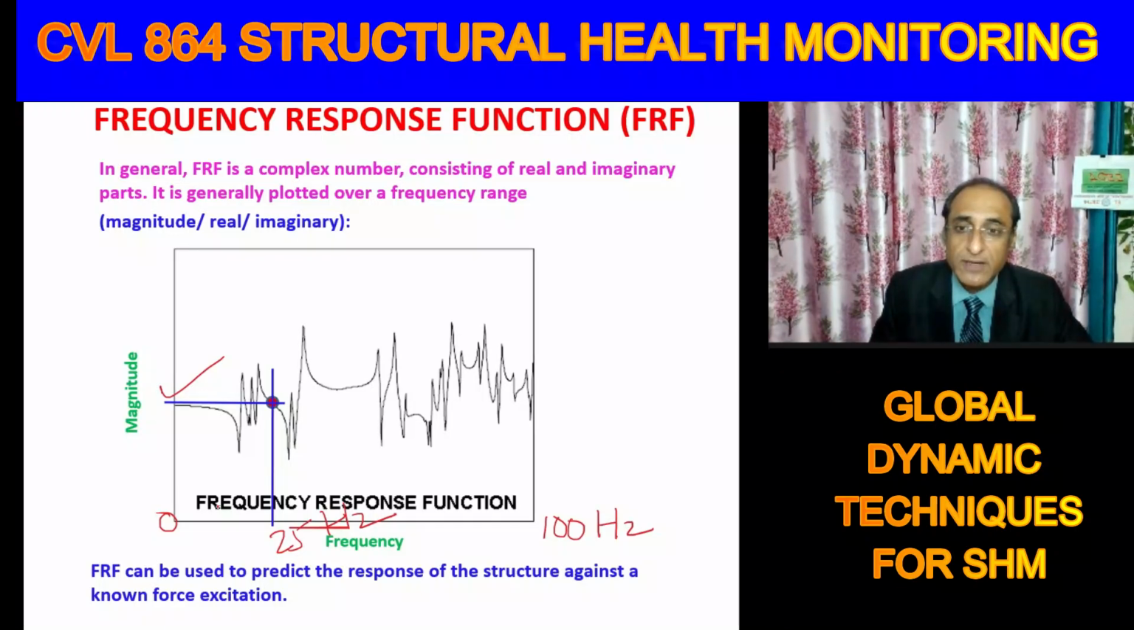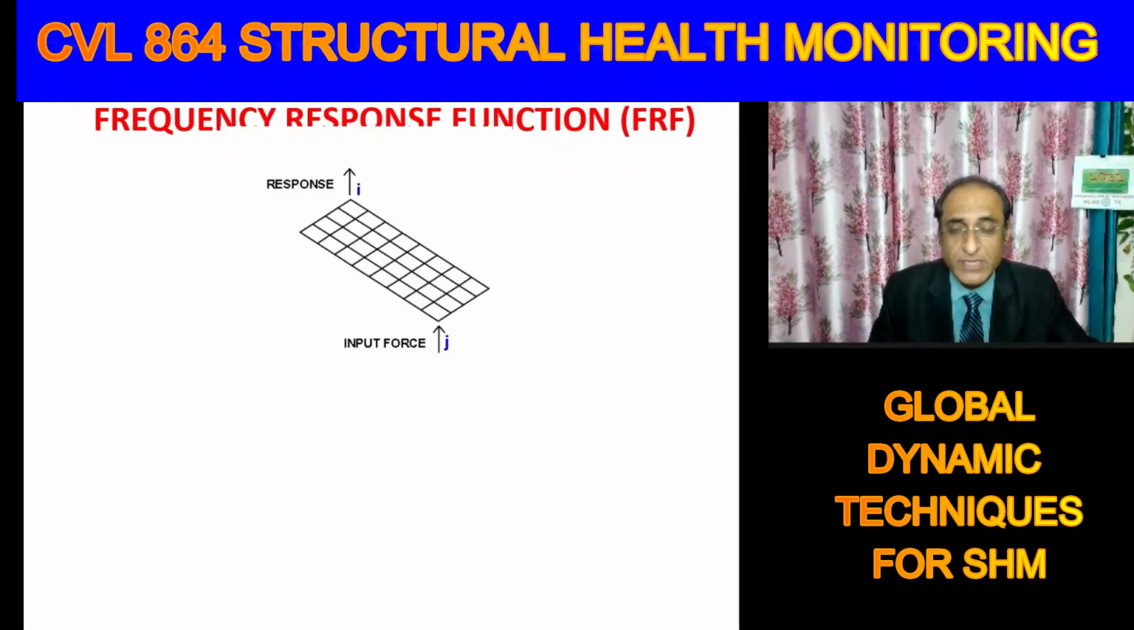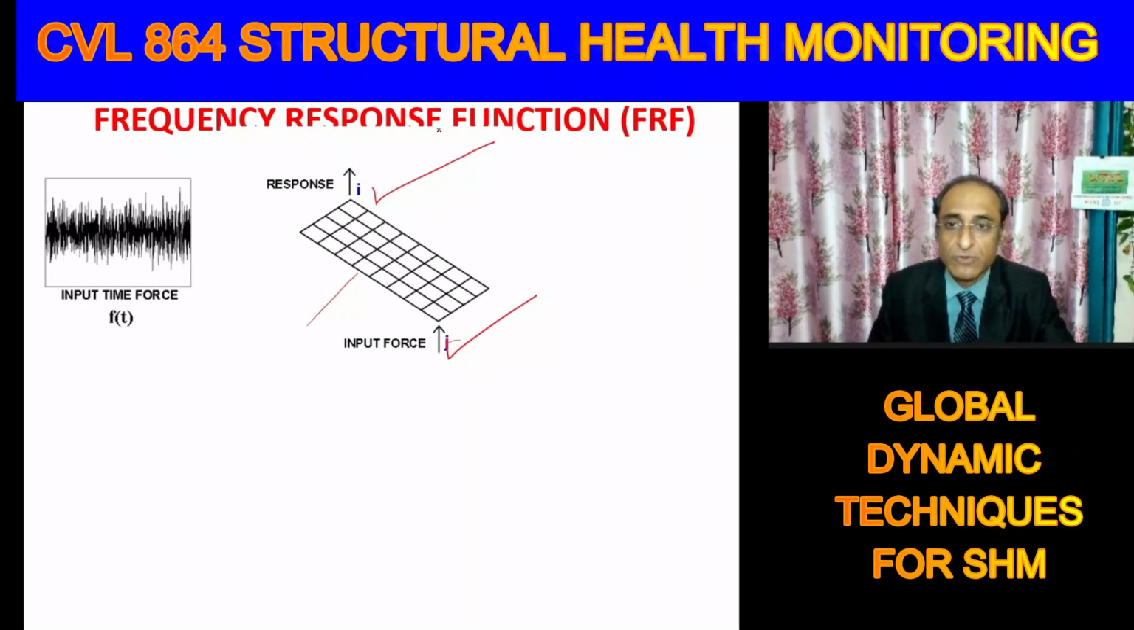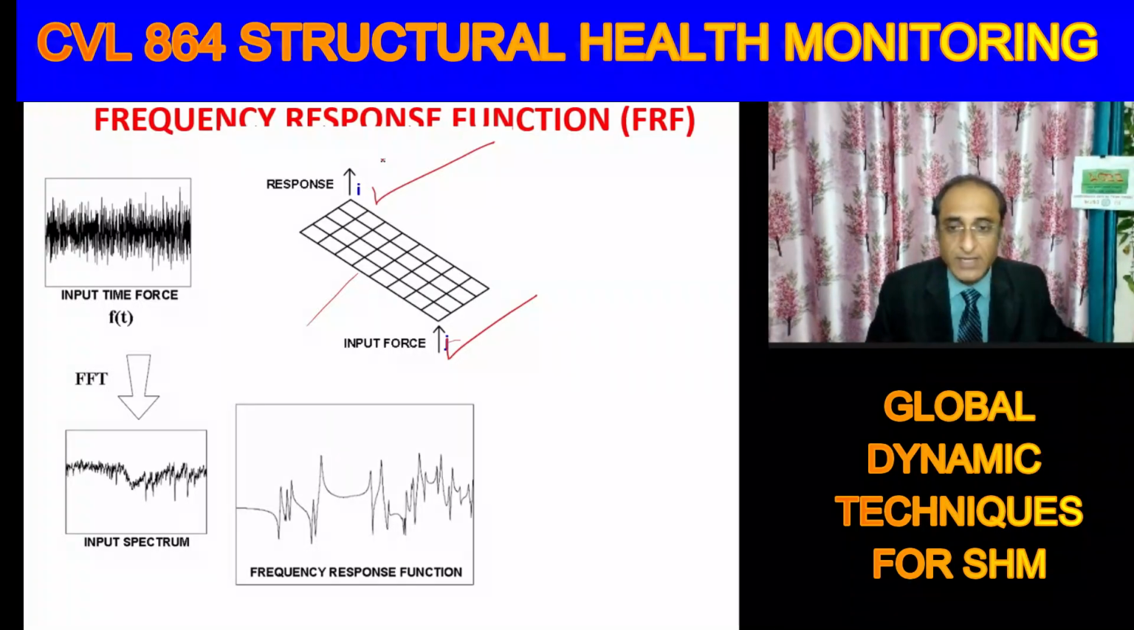So if we are given a particular force and its frequency, you can very easily obtain from the frequency response function the expected response of the structure at a given point. Now when we say frequency response function, there are two terms here, the input force and the response. They may be measured at the same point or at different points. For example, here we are applying the force at point J and we are measuring response at point I. So the two are different. This is the input time force and we convert it into frequency domain. So we have the input spectrum, and this is the force as a function of frequency, 0 to 100 Hertz for example.